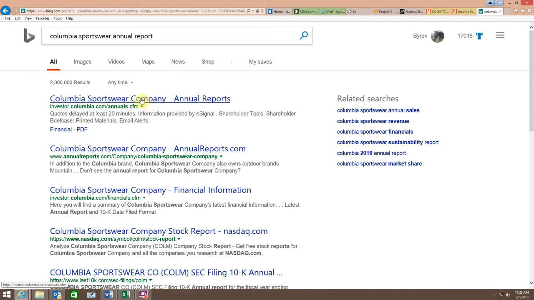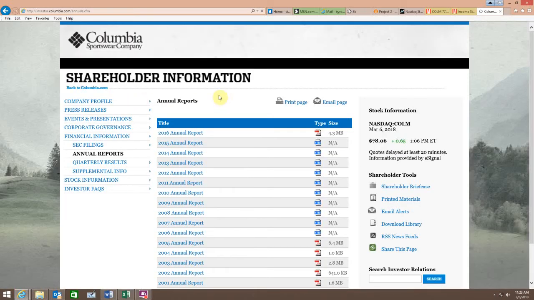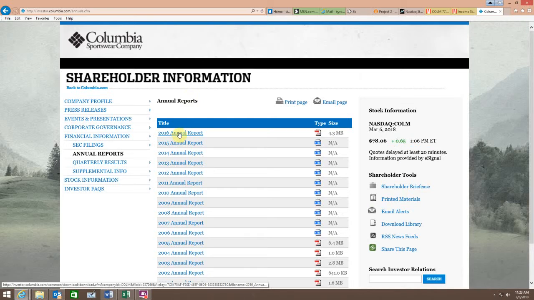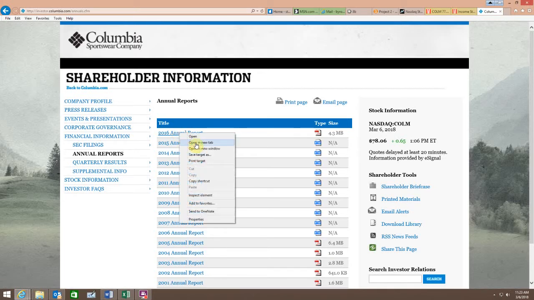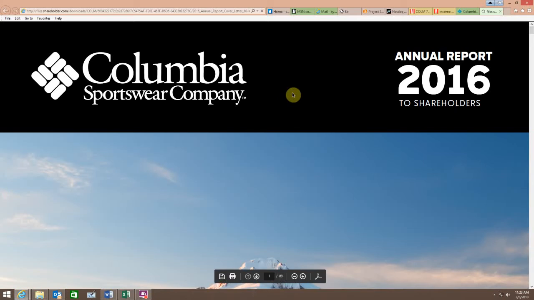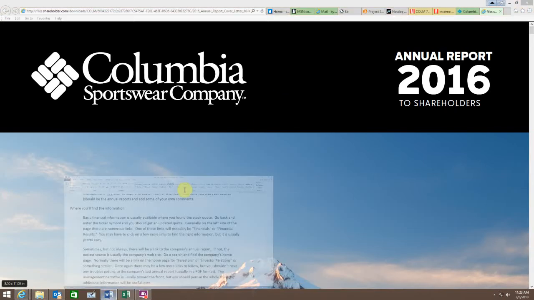Columbia Sportswear's company annual reports. Let's click on that. Oh boy, that was tough. There it is, right? Okay, 2016 might be the most recent that we have at this point in time, or the best that we have at this time. I'm going to right click on that and open that in a new tab, and I'll show you why in a second. It's going to bring up the annual report that they had for 2016. There it is. Okay, let's go through and answer that question.